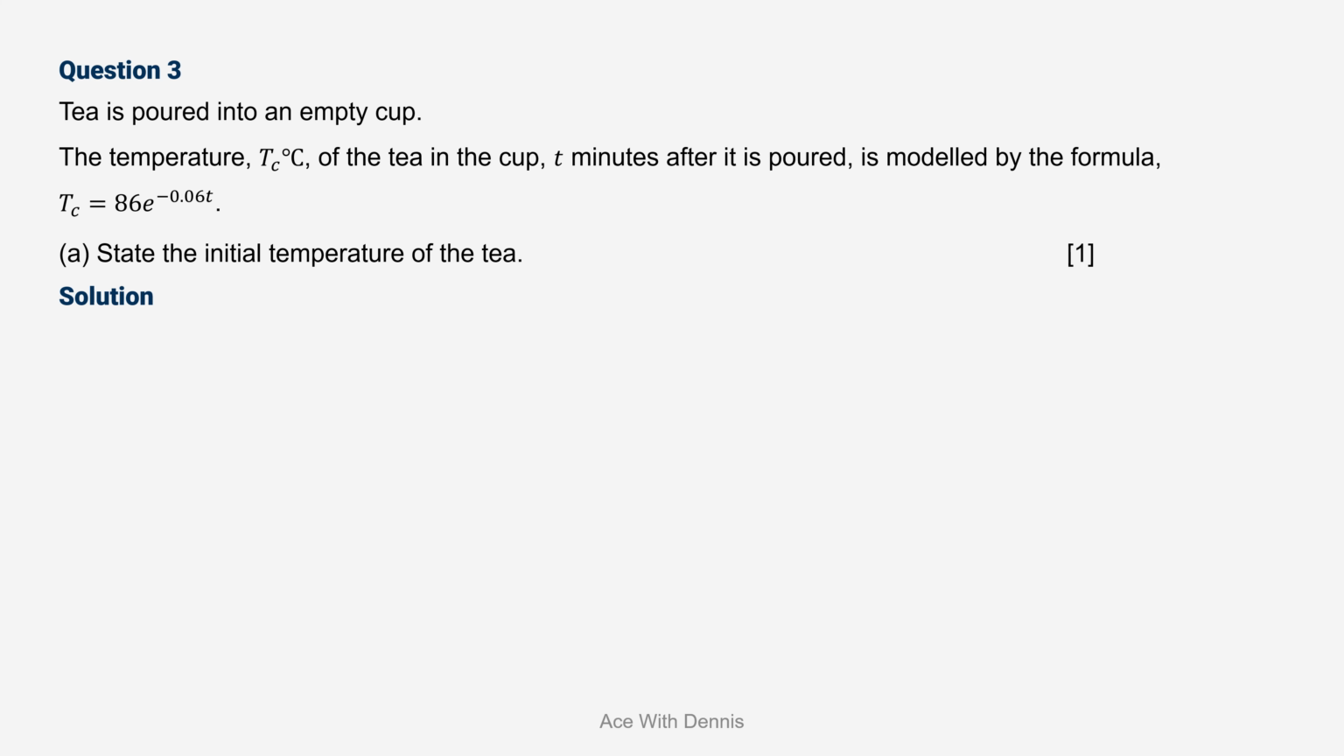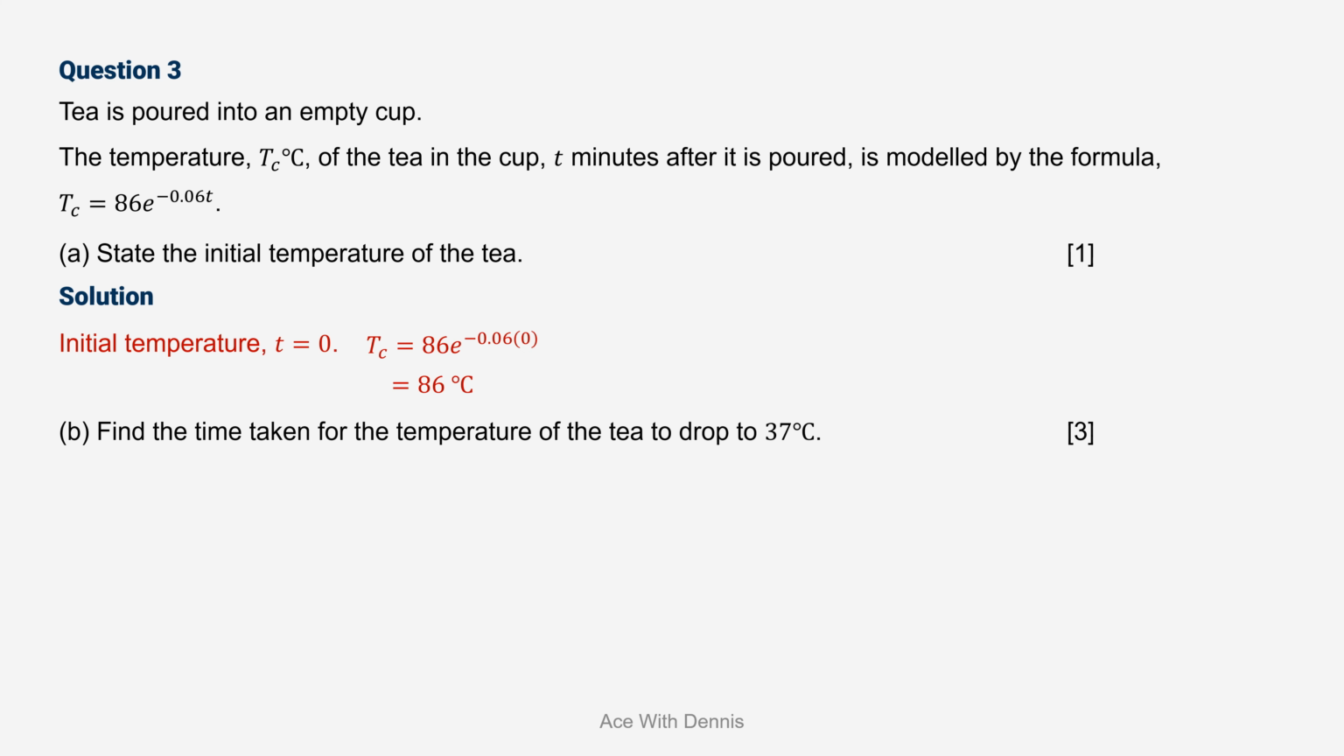To find the initial temperature of the tea, we let t equals 0. Hence, the equation becomes Tc equals 86 e to the power of negative 0.06 times 0, which is 0, and calculating the value, we get 86 degrees Celsius.